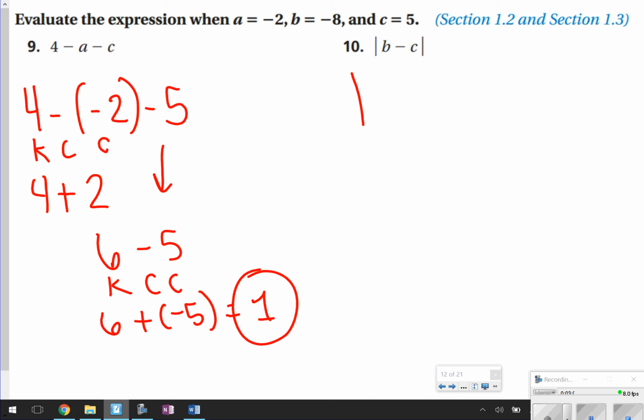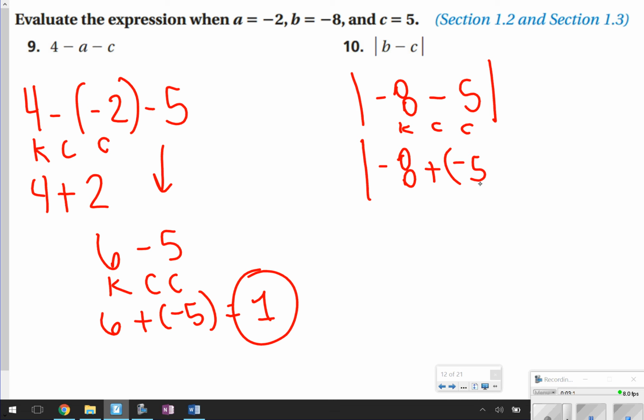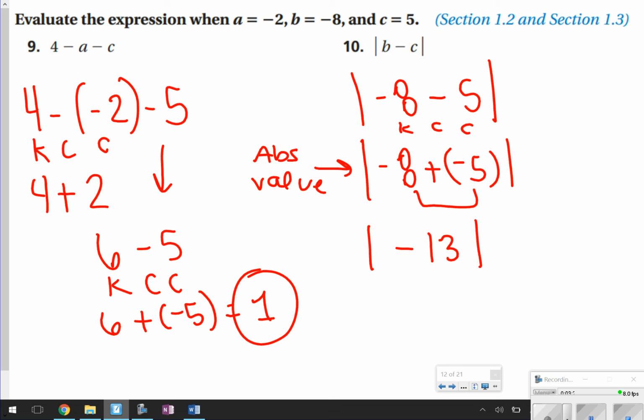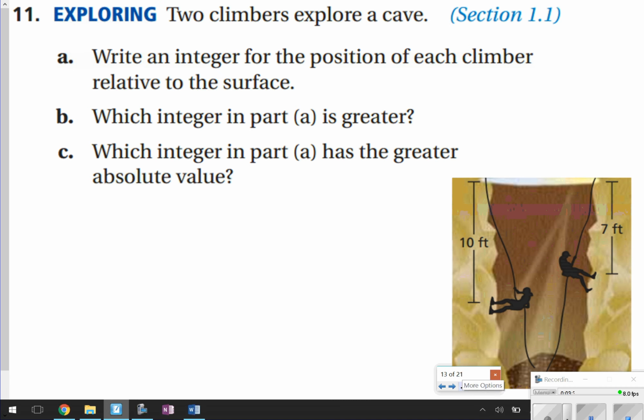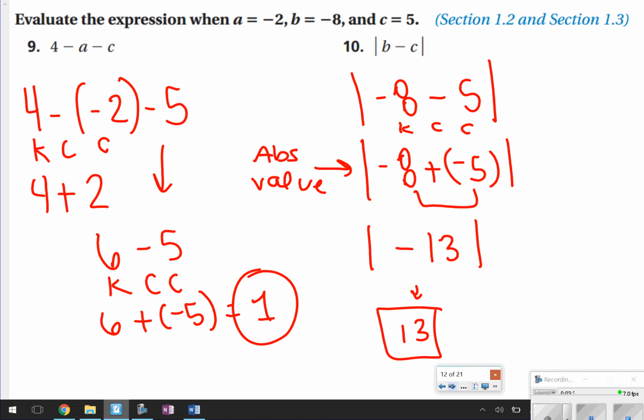This one for number 10, you have -8 for B, -5 for C, and it's in absolute value terms. Still do keep, change, change. And noticing that these walls here, that's your absolute value. So no matter what, your answer will be positive. -8 plus -5 is -13, so you're just finding the absolute value of -13, which is 13. If you need to, rewind it and you can watch that one again. We're going to keep going.